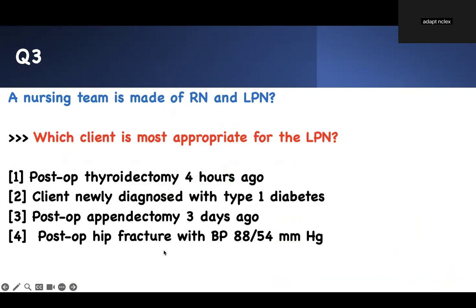A nursing team is made up of RN and LPN. That means there are two of them. Which client is most appropriate for the LPN?